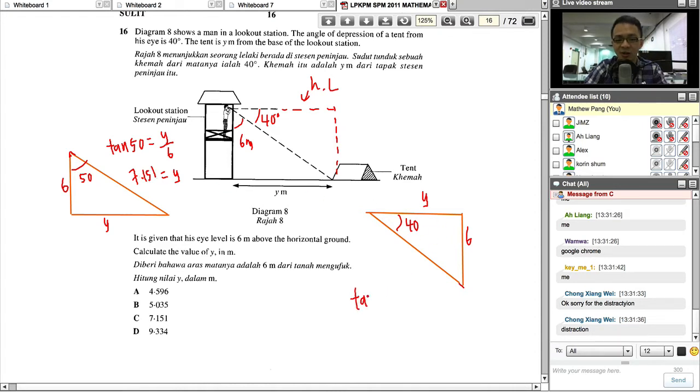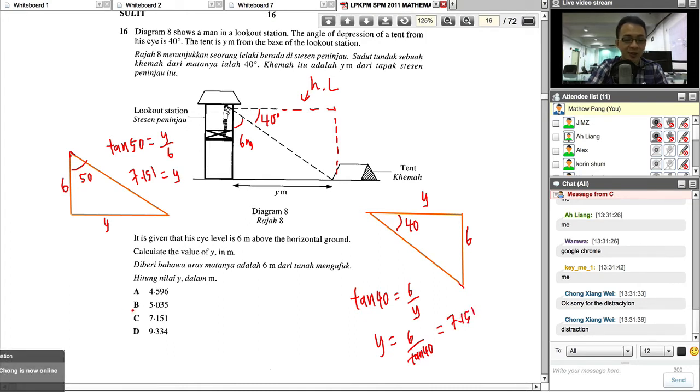Alright, same for this one. This is tangent 40 equals 6 over y. So basically y equals 6 over tangent 40. Then I press the calculator, 6 over tangent 40. Yes, we're getting the same answer, 7.151. So the answer will be C. Okay, so far so good.